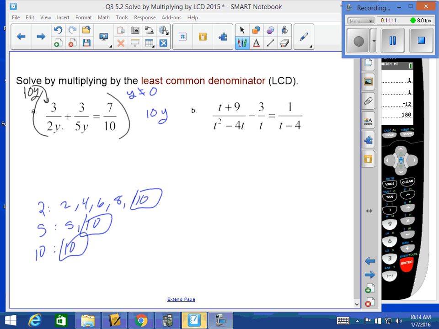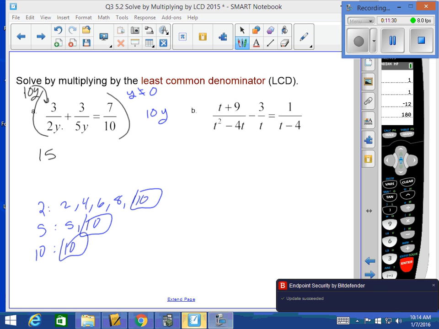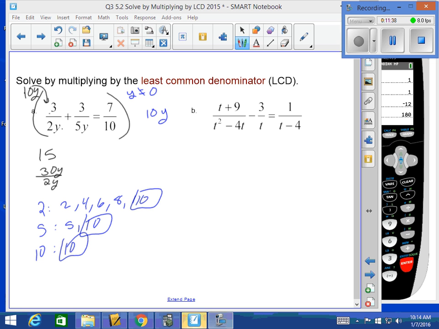And then I have 10 divided by 2, which is what number? Just 5, yep. So 10y divided by 2y is 5. That means I'm going to multiply this 3 by a 5. 3 times 5 is 15. Now, if that's confusing to do all in your head in one step, you can go 10y times 3 and make that 30y, and then put it over the 2y. And then I can see that these y's are going to cancel, and 30 divided by 2 is 15. So you can do it that way also.